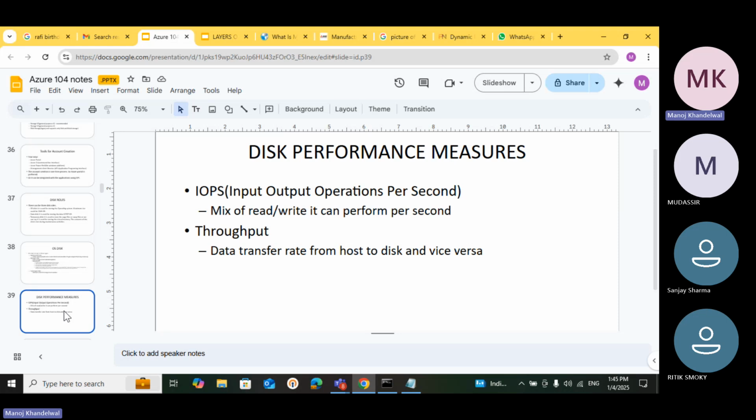IOPS means how many times you are reading and writing per second, the number of operations. And throughput is how much data you are able to transfer, in bits, bytes, whatever, per second. Clear? Did you understand the difference between the two?